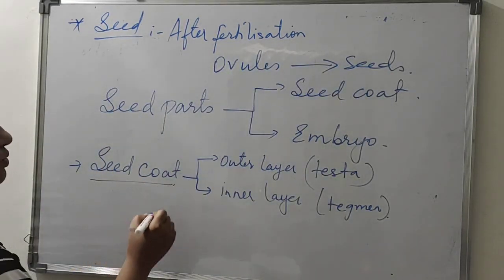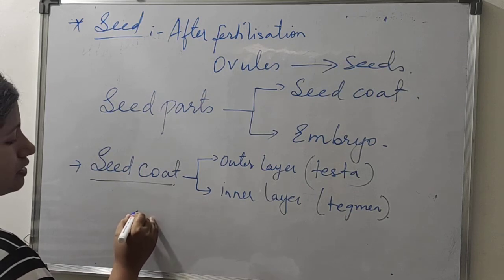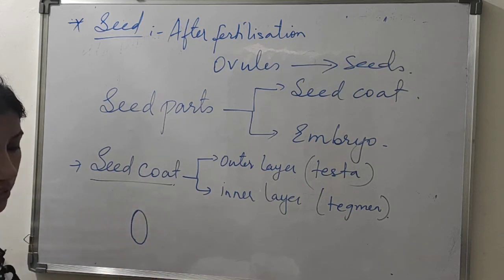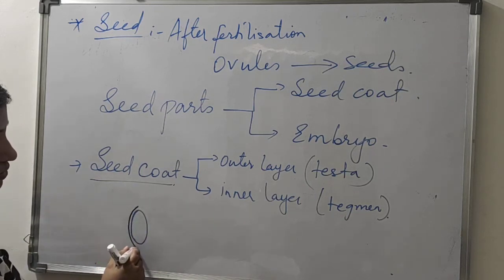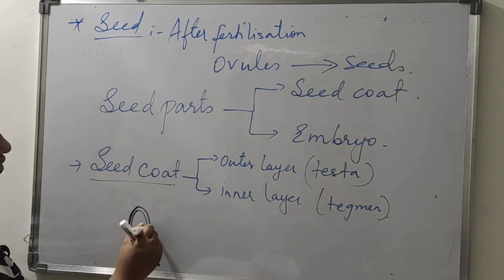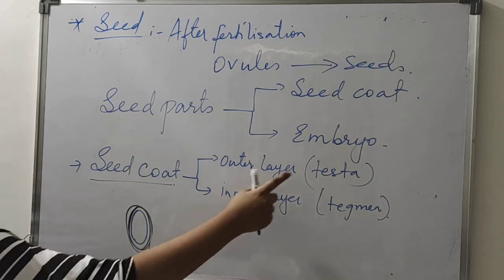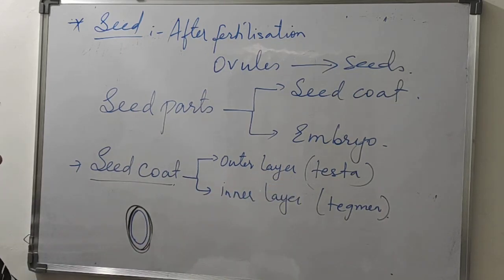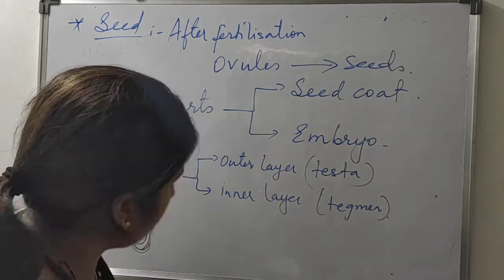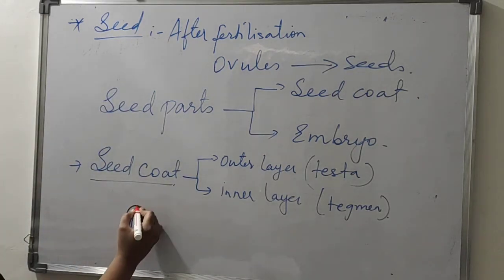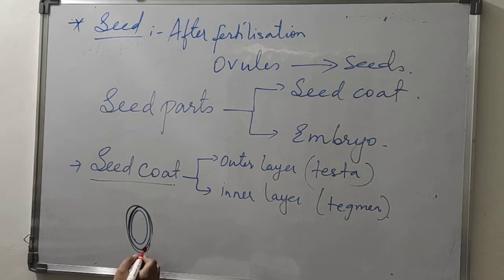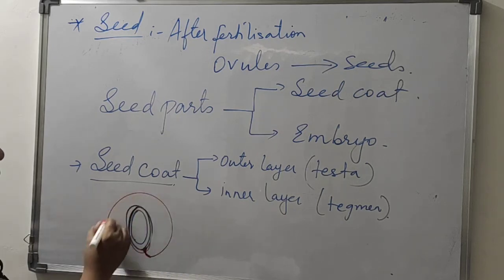And suppose this is the inside of the seed, and here is the seed coat. This black colored part is the seed coat. So this seed coat is made up of two layers, right? One is testa, the outermost one, and the other is tegmen. Then in this seed covering, there is one scar. That scar represents that this seed was attached to the fruit.